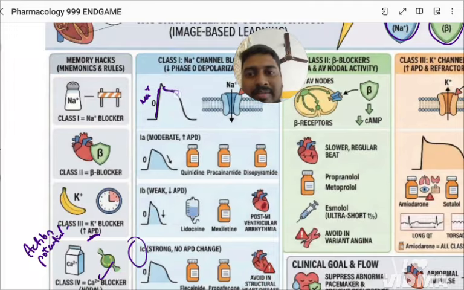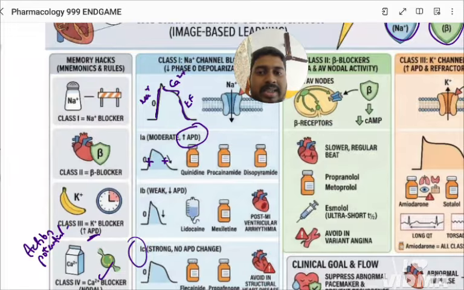Briefly, I'm telling you, this is for calcium, the plateau phase, and this is for potassium, the repolarization phase. So what 1A does is it will act on this sodium channel also. It is a moderate sodium channel blocker, and along with that, it will also act on the potassium channel. So it will block this one also, and it will prolong this one. So there is increased action potential duration.